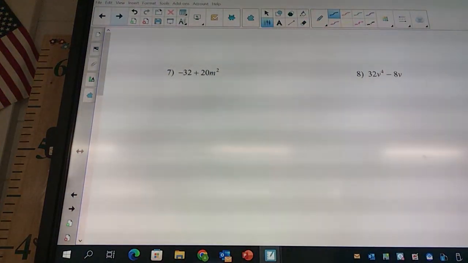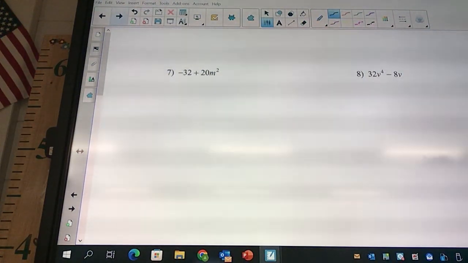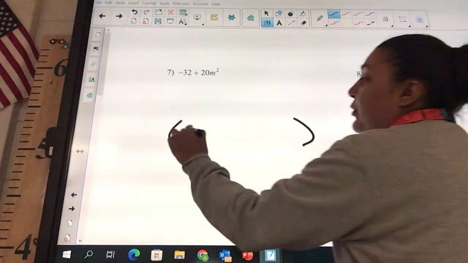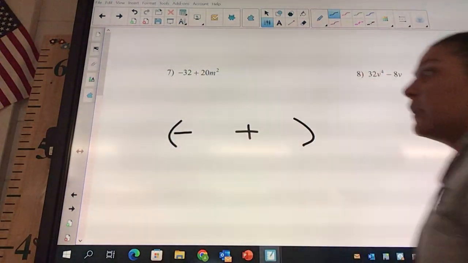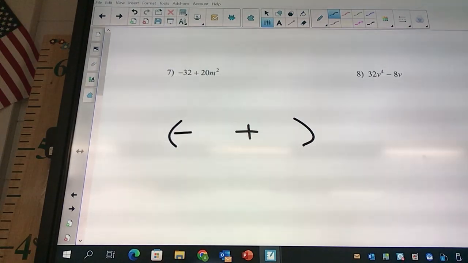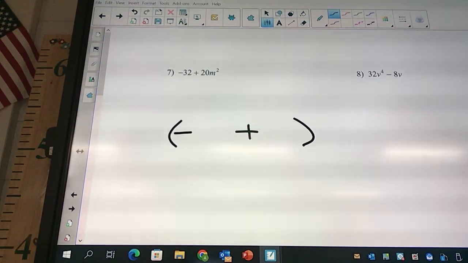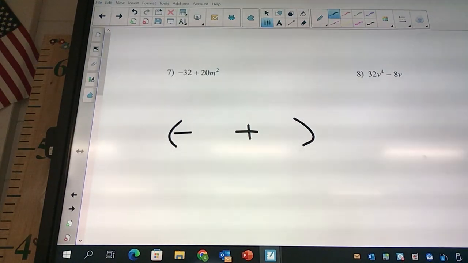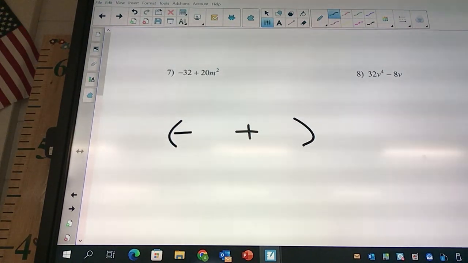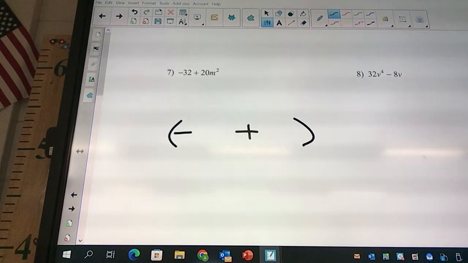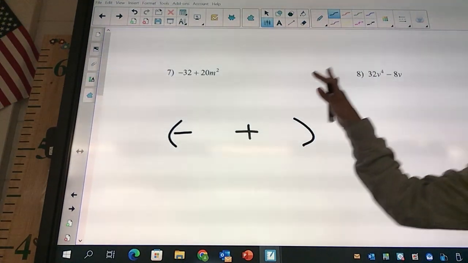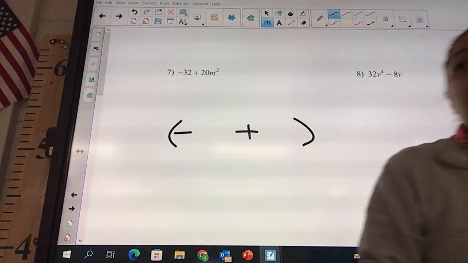Okay, let's look at 7. Draw your parentheses and put your signs back in. Okay, we start with the numbers. I have 32 and 20. What do you know that is the least number that you could pull? It cannot be any bigger than what? 20, okay? It definitely can't be any bigger than 20. Can you pull 20 from 32?